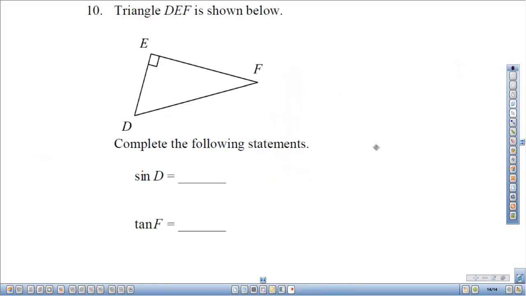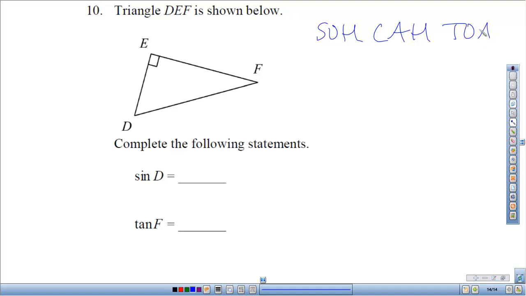Number 10 gives us triangle DEF, which we can notice is a right triangle, and all they want us to do is complete the following statements about the sine of D and tangent of angle F. And since it's all about trig, I'm going to go ahead and write out SOHCAHTOA. And hopefully that will help me out.